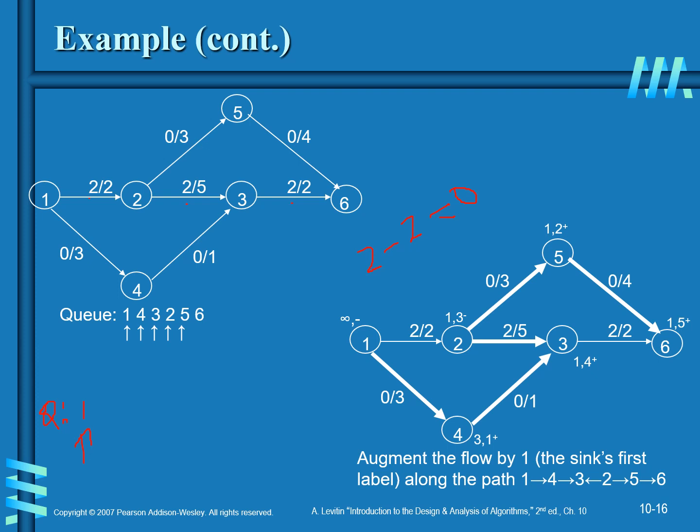Next you can label 4. So 3 minus 0 was 3. What is its current label value? Infinity, and the minimum is 3. So 3, comma, which vertex is 4 reached from? From 1. So 3, comma 1, and since it is a forward edge, you label it as plus. What is the vertex you have labeled now? 4. That you add into the queue.